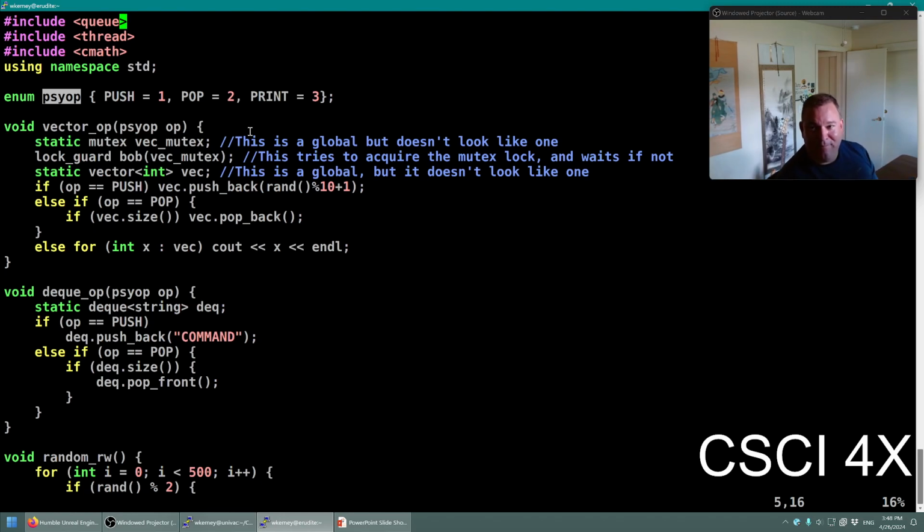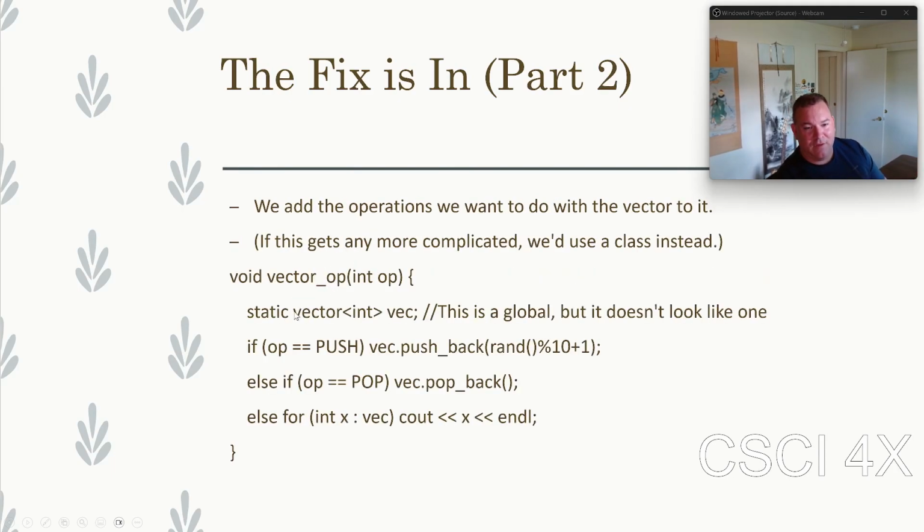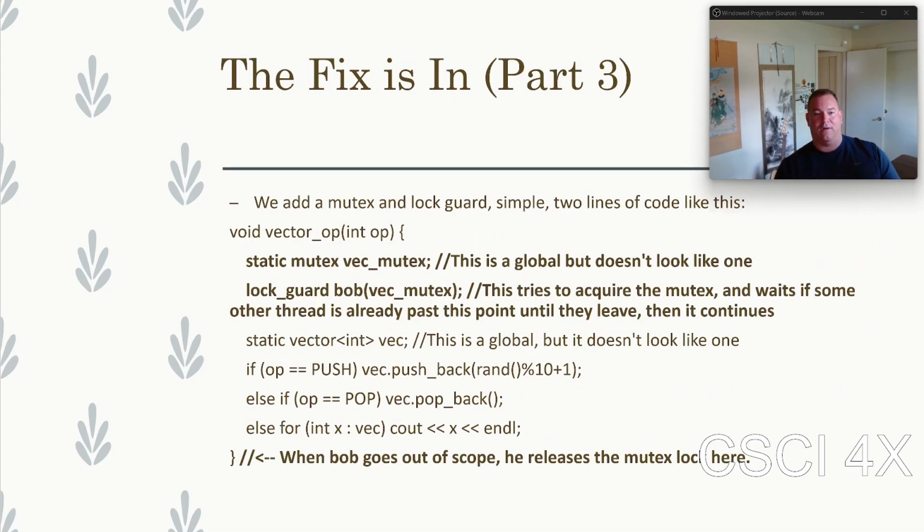So what we need to do now is, let's go back to the PowerPoint. So this is still dangerous, right? Because it's still not protected by a mutex at all. And so even after we've refactored it, it's still dangerous. It can still segfault. So what we're going to do now is add a mutex and also a lock guard.